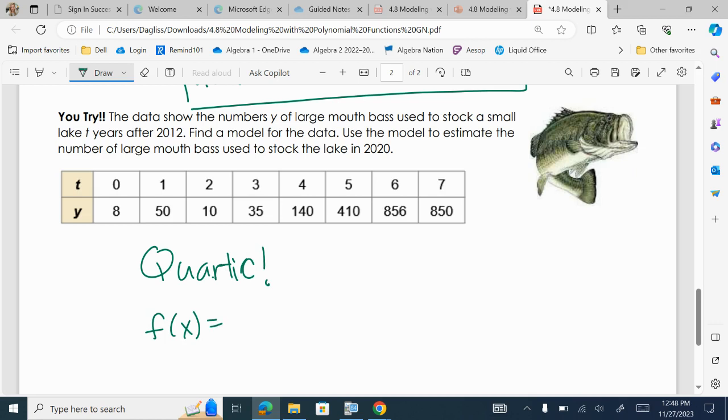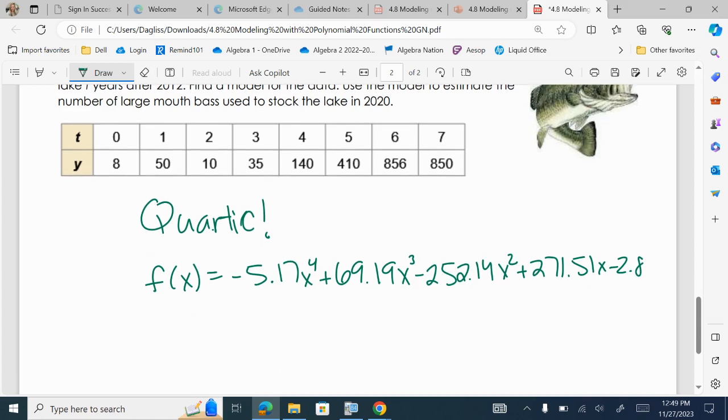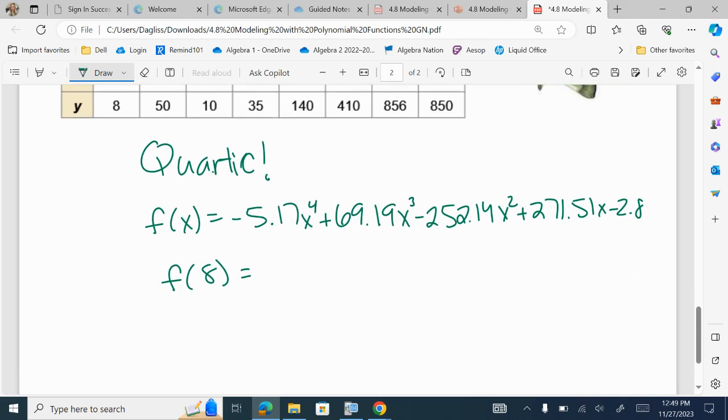What value are you going to test, by the way? If it wants to know in the year 2020. Why is it 8? Because it's years after 2012. Good. It's years after 2012. So we need to evaluate this for 8. What do we get when we evaluate for 8?